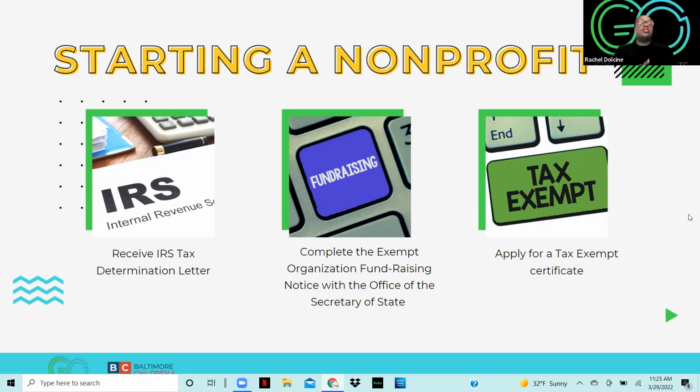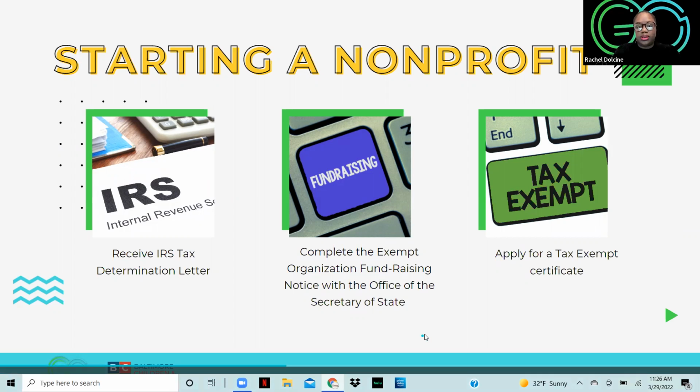The 1023 is a longer application. You have to provide a whole lot more documentation for that application, but you don't have the income lock-in, for lack of a better word. So deciding which one to do is really going to depend on your projected income for the first 3 years. And it's not the first 3 years combined. Each year you can't exceed a certain amount of income. So really that depends on how much income you anticipate receiving.